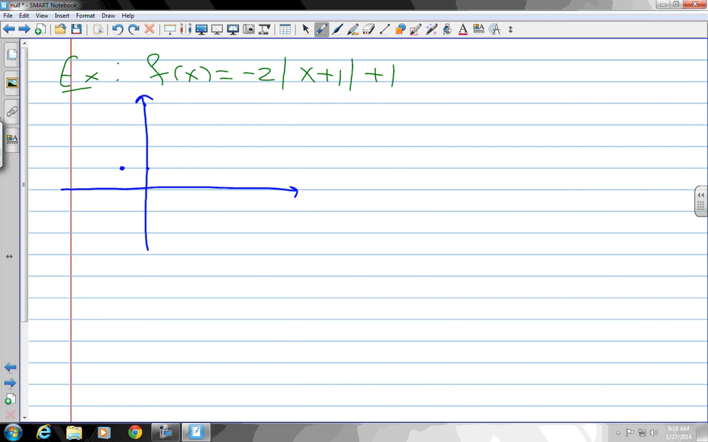v, but what kind of v? Yeah, horizontal stretch, and the negative sign will also flip it. So it's kind of a skinny v like that, right? The 2 will make it skinny. But the point is, the only thing that really matters is this point right here, okay?